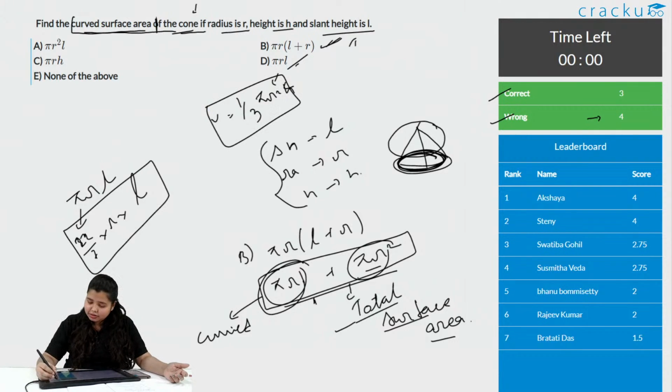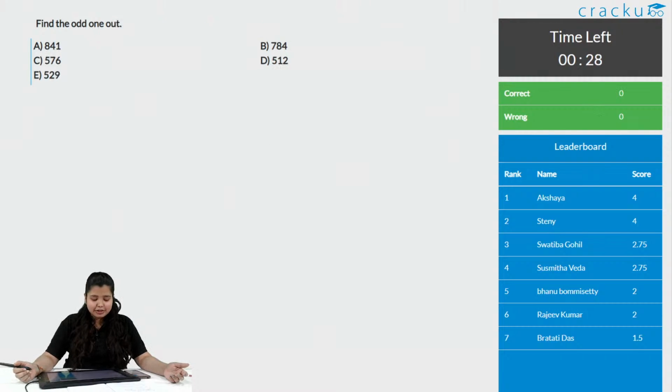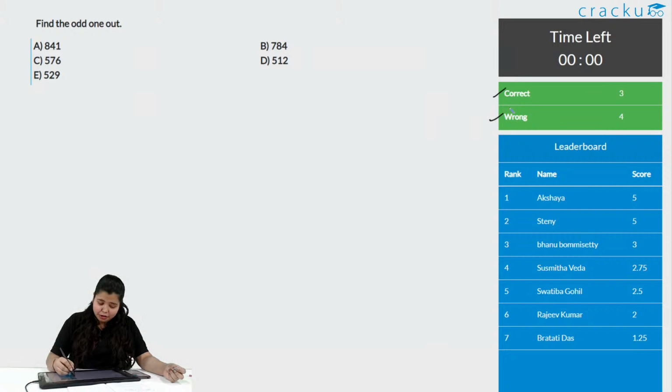Let us go to the next question now. 30 seconds, find the odd one out. With this, we have 3 correct answers and 4 wrong answers. Okay, let us see how we do this.